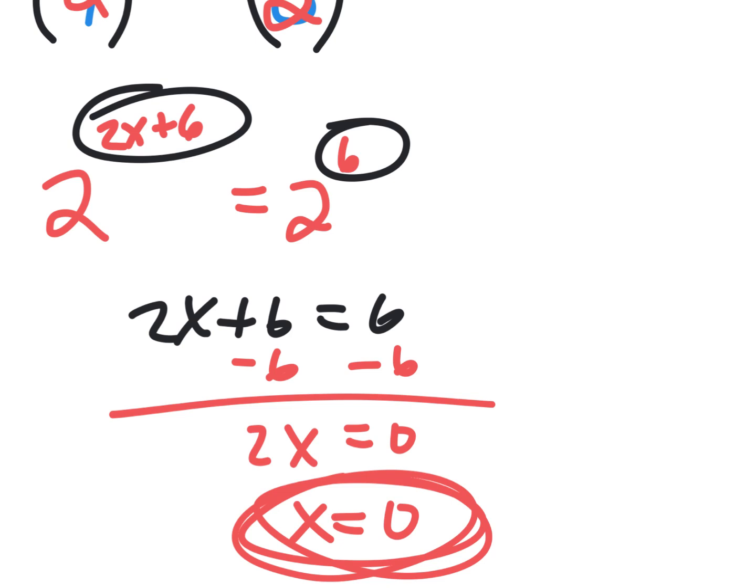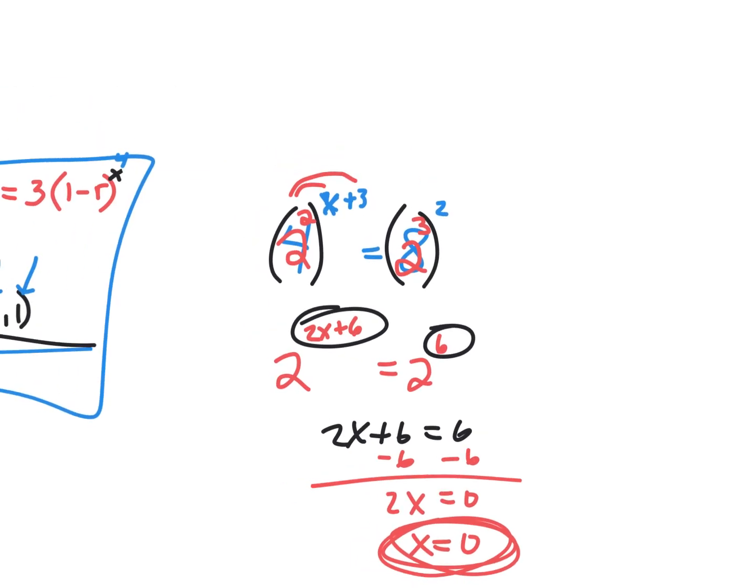Do you have to check it? Only check the ones that you want to be sure are right. If I go stick 0 in, does it actually work?